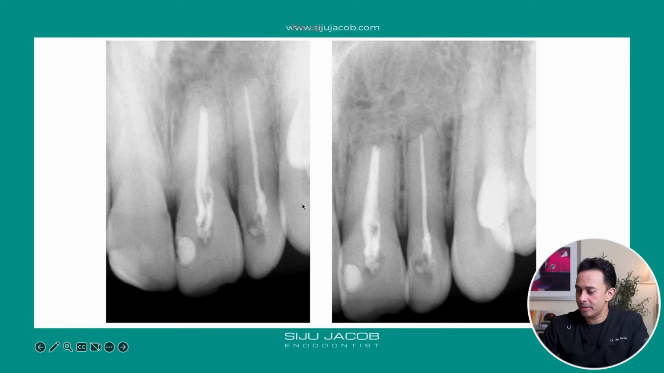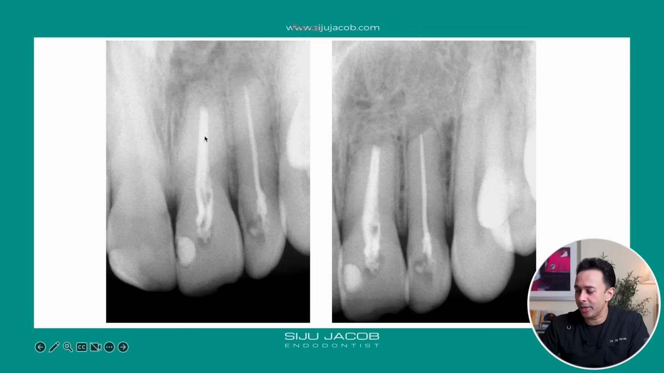So this is a classic case of how we use MTA as a barrier at the apex. Instead of waiting for long periods for the body to form its own barrier, we create our own barrier with MTA. So this is a case where somebody had already done endo on both these central and lateral teeth. Unfortunately, not very well obturated.